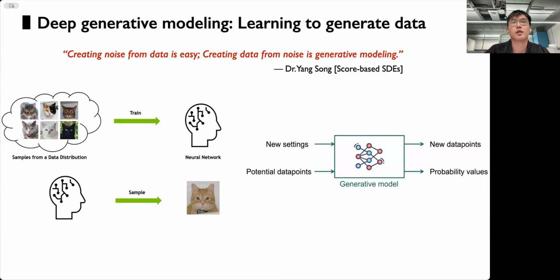The core idea of deep generative modeling is learning to generate data. There is a famous quote from Dr. Yang Song, from his famous paper: creating noise from data is easy, and creating data from noise is generative modeling. I think this is the best description of deep generative modeling.